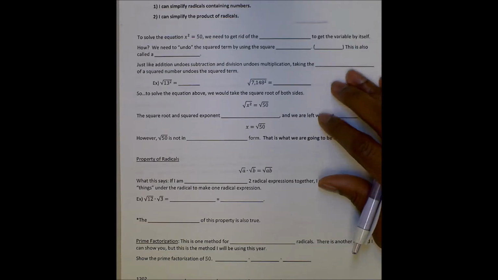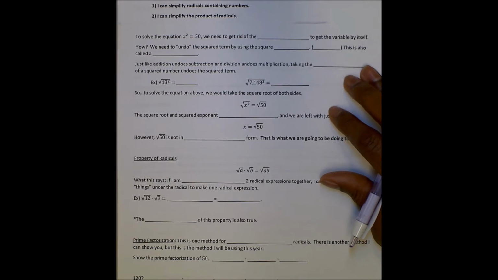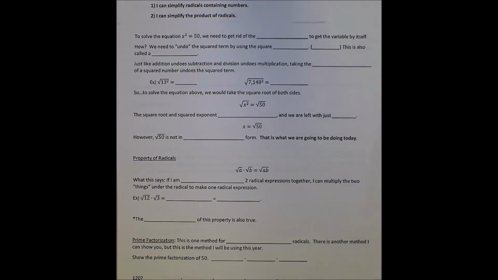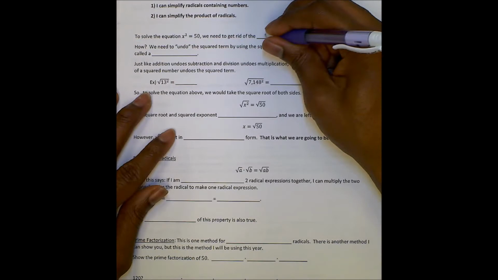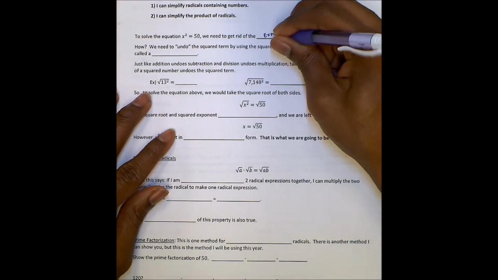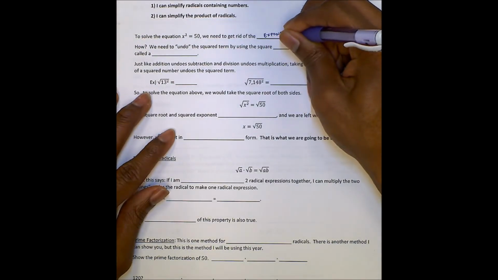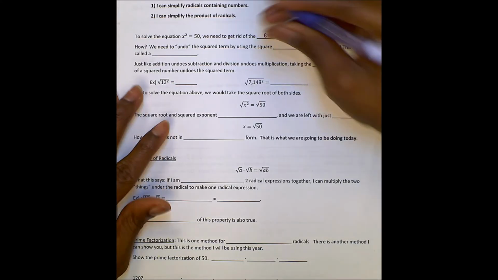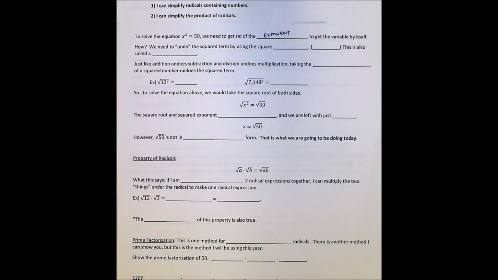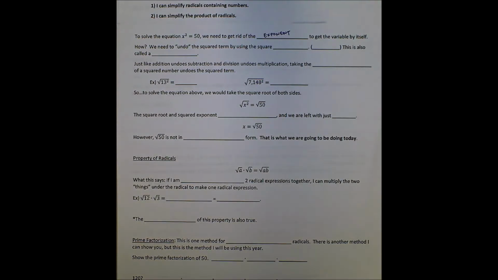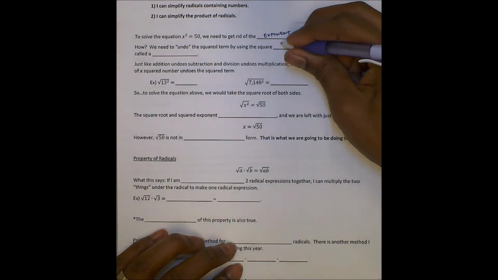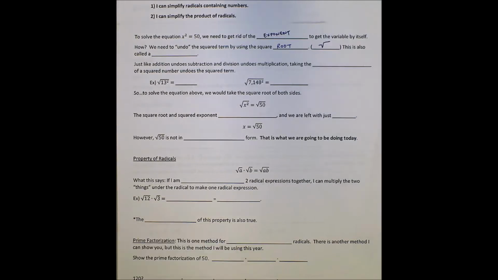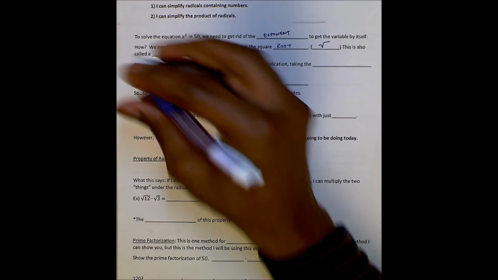To solve the equation x squared equals 50, we need to get rid of the exponent to get the variable by itself. So this 2 here, this exponent, needs to go, and x needs to be by itself. So, how do we do that? Well, we need to undo the squared term by using the square root. That's this thing. This is also called a radical.